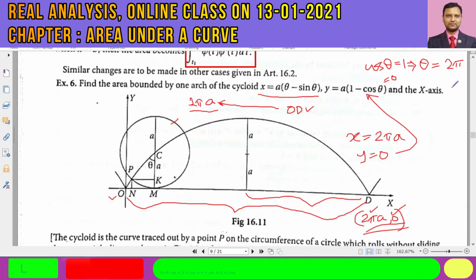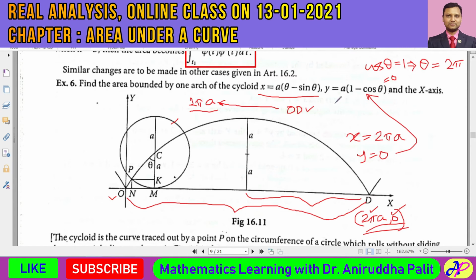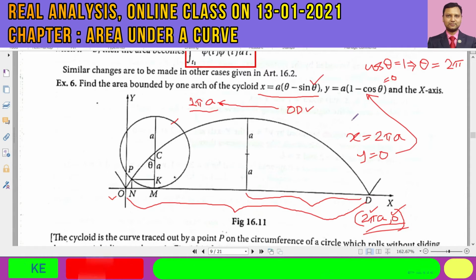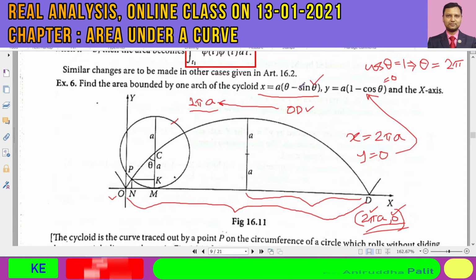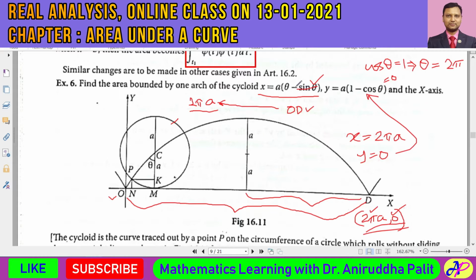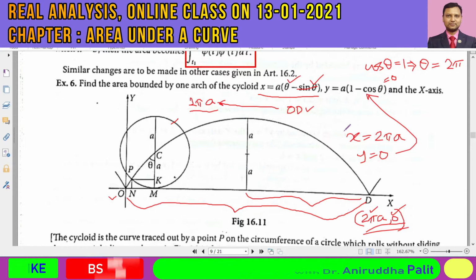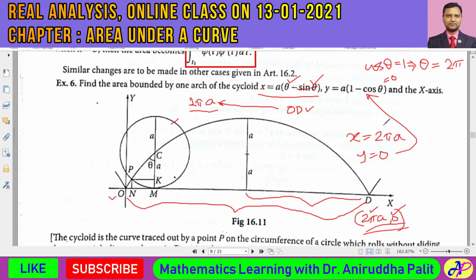So if we put this value, theta equal to twice pi, in this expression of x, then sine of theta would be equal to 0. And just putting theta equal to twice pi over here, you will get the result x equal to twice pi a. Got it? So the value of theta should be equal to twice pi at the point D.